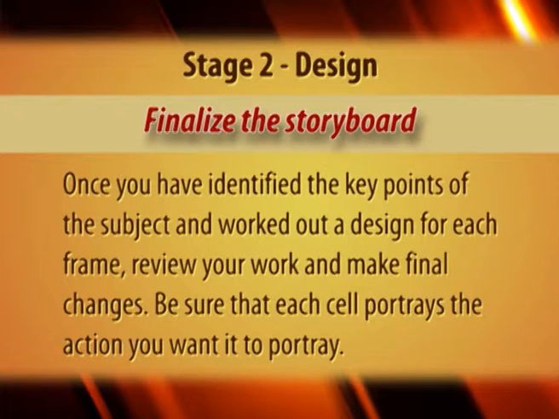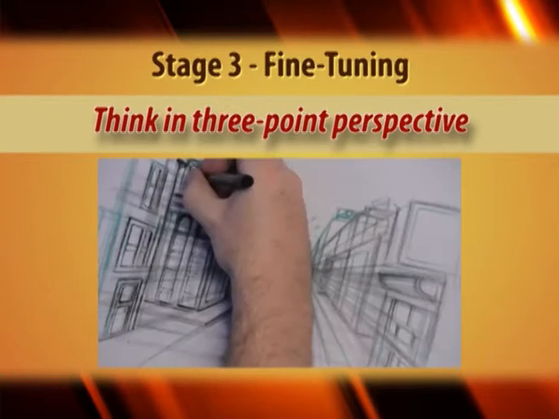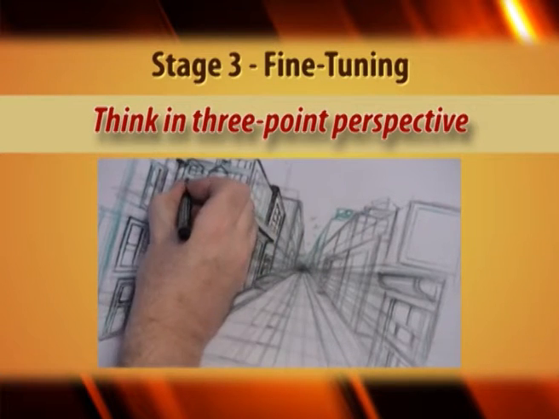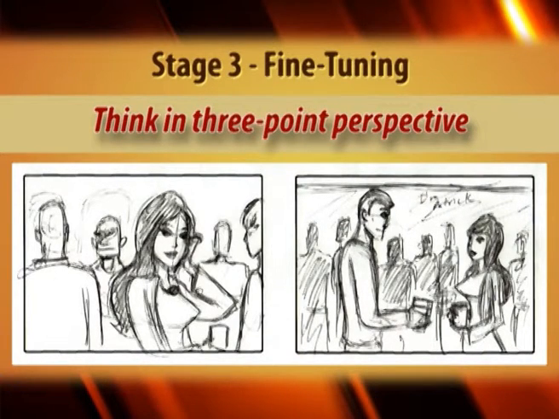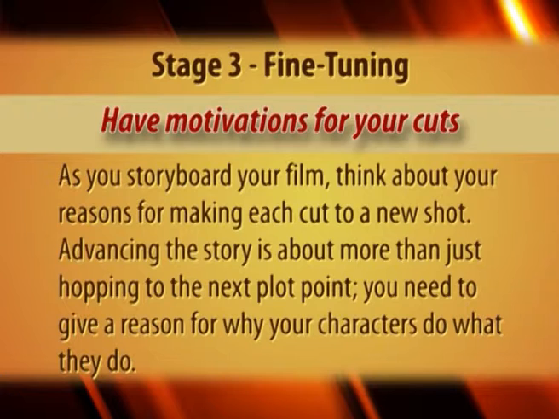Finalize the storyboard. Once you have identified the key points of the subject and worked out a design for each frame, review your work and make final changes. Be sure that each cell portrays the action you want it to portray. Fine tuning. Think in 3-point perspective. While your storyboard illustrations don't need to look like they were created by a professional artist, have motivations for your cuts. As you storyboard your film, think about your reasons for making each cut to a new shot. Advancing the story is about more than just hopping to the next plot point. You need to give a reason for why your characters do what they do.